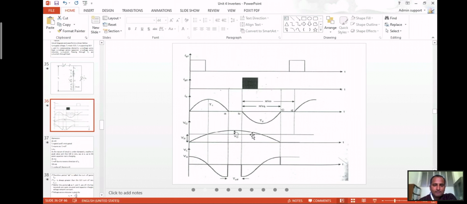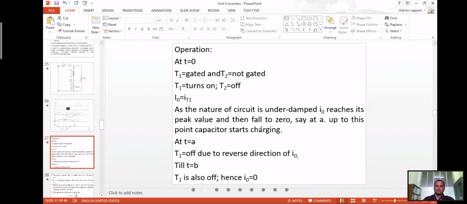So this is the charging capacitor voltage. Now the source voltage will be positive, and this is the time T off, the off period of the time.